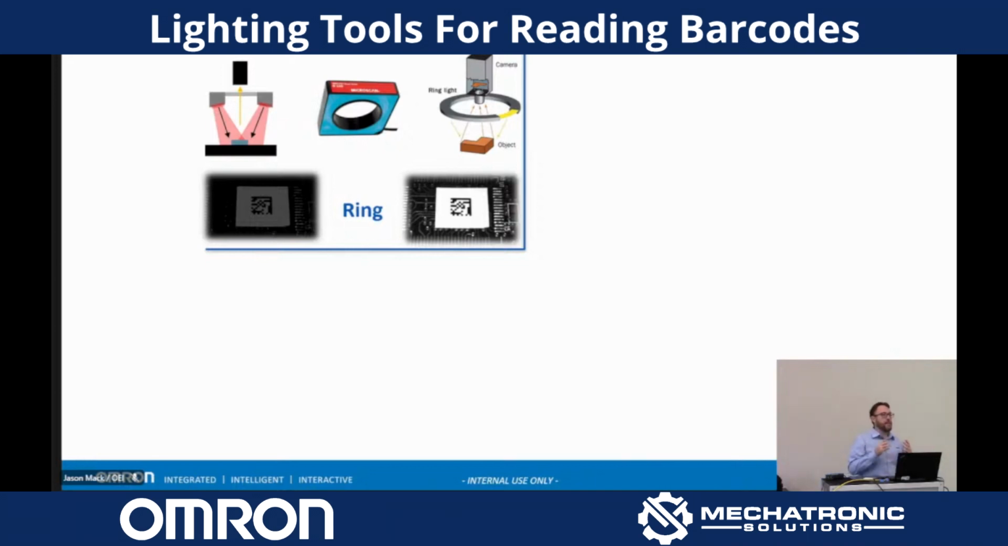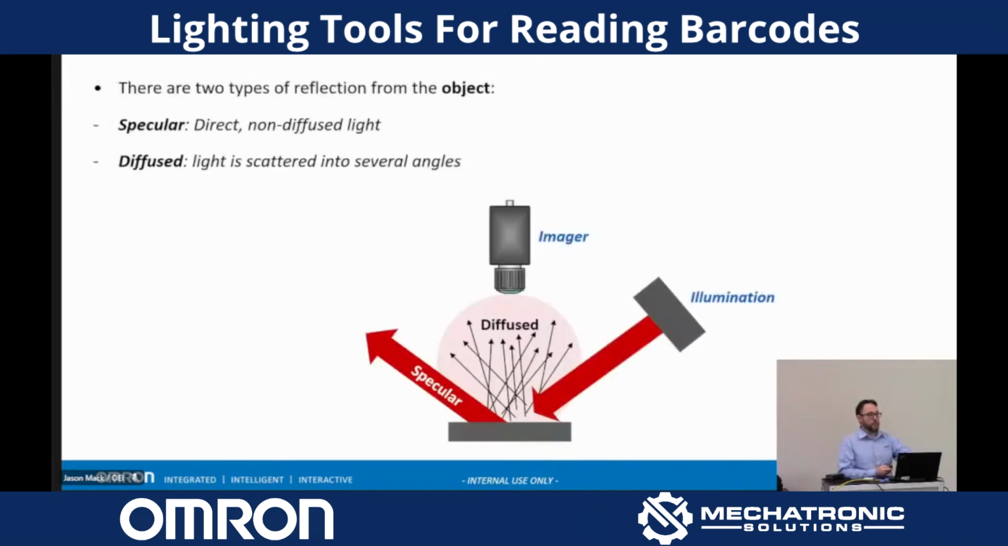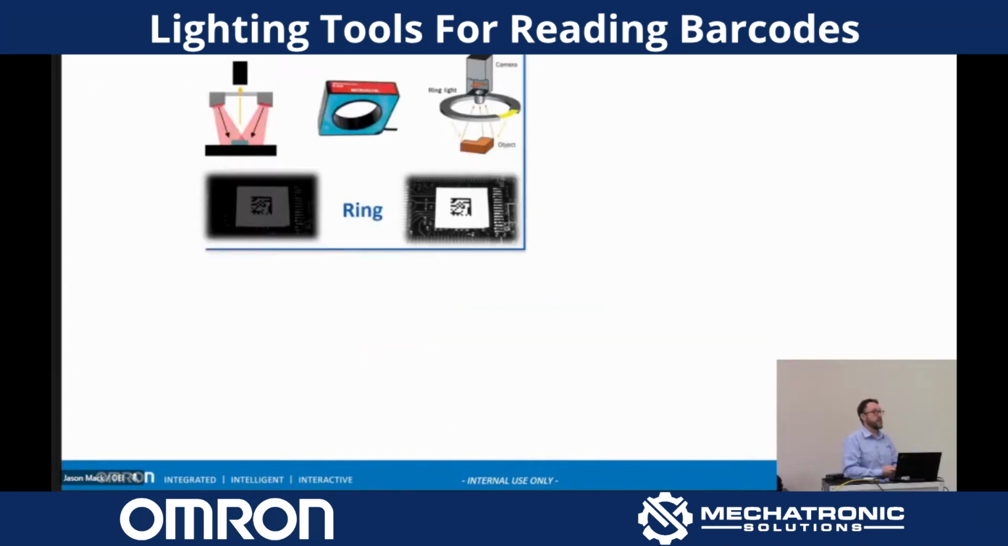So if we have a very specular surface, we're going to have that specular light come directly back to the camera if we're aiming down at that surface. And so if we have a surface that's very mirrored, we're going to be blinded by that light coming back, and it's going to be coming directly back into the sensor.